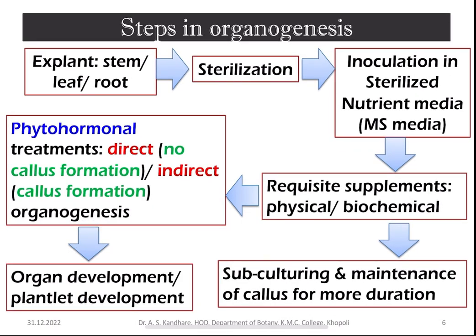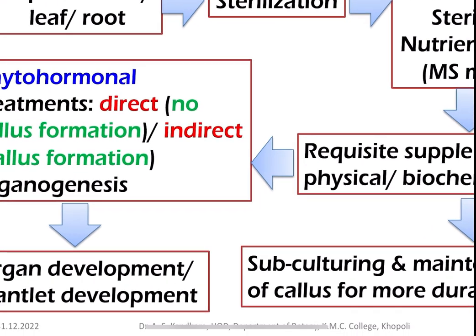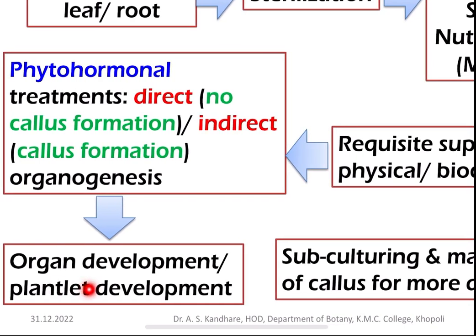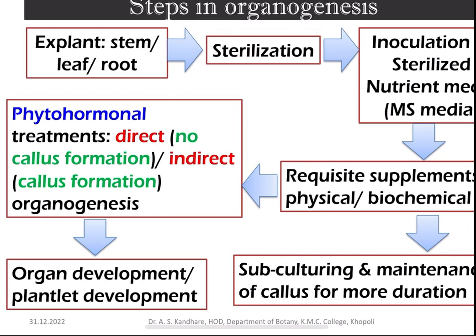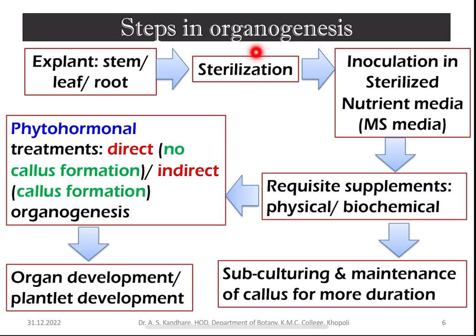So if you provide proper phytohormones, there is development of organ or plantlet. If you want to develop organ, you can develop the organ: stem, root, leaf, seed, embryo, etc. Or you may go for development of a plant, isn't it? Plantlet. So a small plantlet can be developed in the laboratory. So these are the steps and this is the protocol that is to be followed during organogenesis.